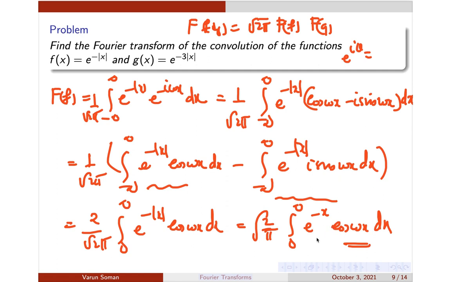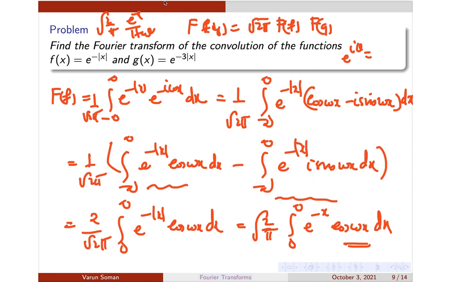Now you know the familiar formula of this one. Yesterday also I studied that e raised to x into cos bx. So use that formula to simplify the integral. So you will be getting it as, so what is it? So it is actually root 2 by pi into e raised to minus x by 1 plus omega square into minus cos omega x plus omega sine omega x in the limit 0 to infinity. Substitute it, you will get the answer of f of f.